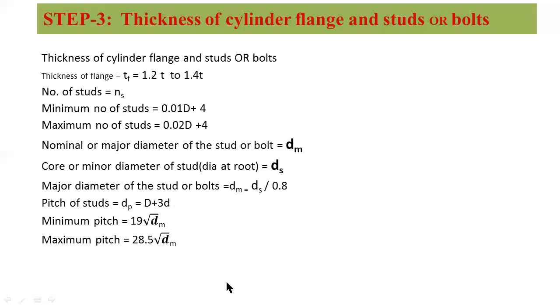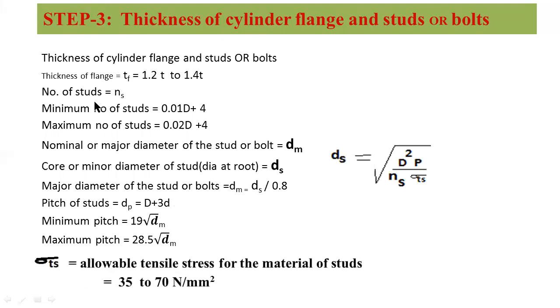These are the important formulas for this cylinder flange. The formula for thickness of flange, T_F, equals 1.2 to 1.4 times the thickness of the cylinder wall.